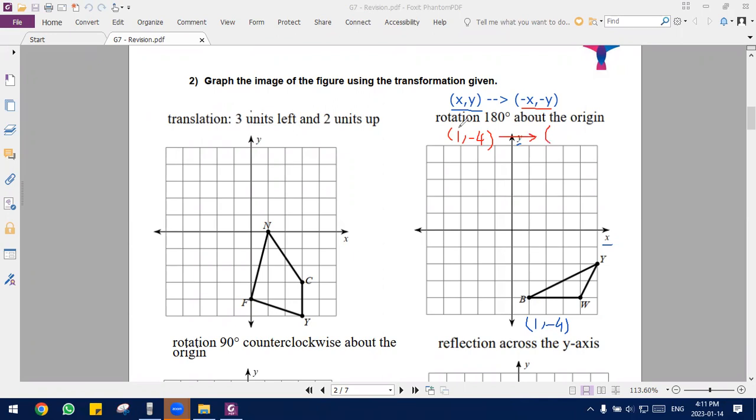So the 1 will be minus 1. And the minus 4, I need to change its sign. It will be 4. So this is the meaning of the mapping notation. We have x and y, then it becomes minus x, minus y. It means change the sign of x and y. So that's why here 1 becomes minus 1, and then minus 4 becomes 4. Now this is the image point, minus 1, 4.